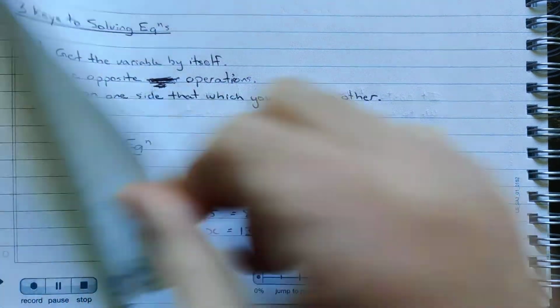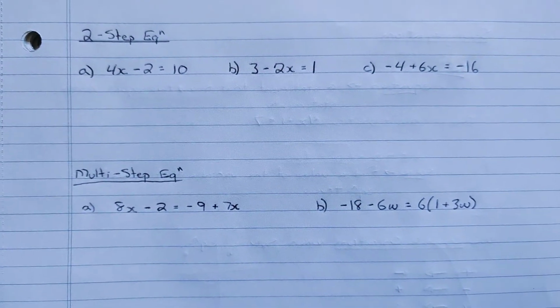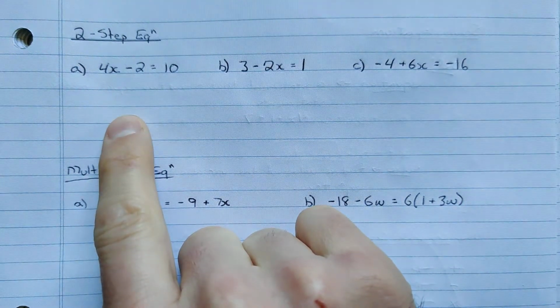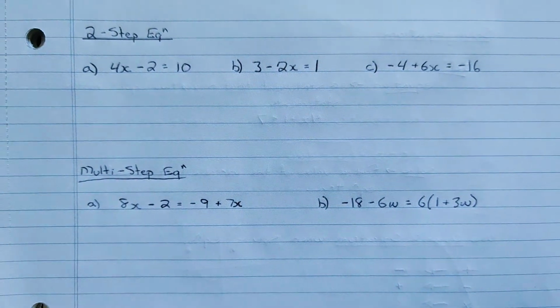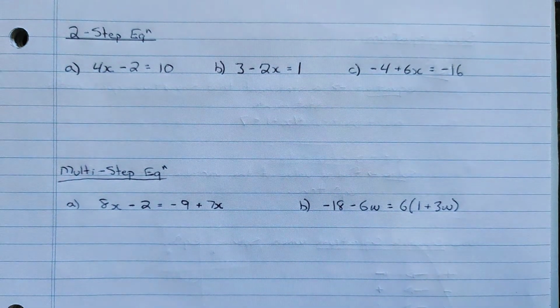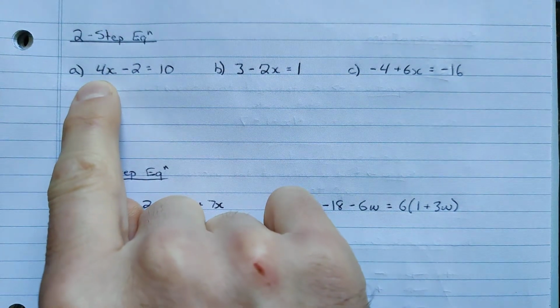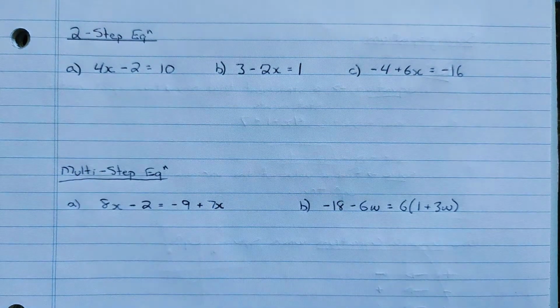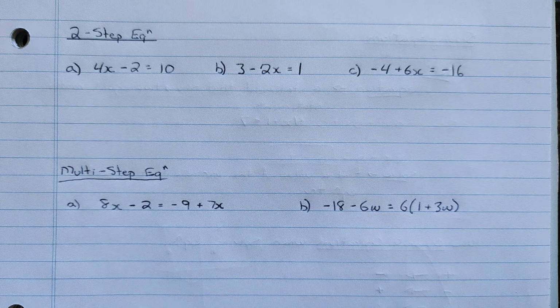Now, let's step up the difficulty, and we'll look at some two-step equations. So here we have some two-step equations. We have 4x minus 2 equals 10 in our first case. So the question might be, well, what do I do first? Do I divide out the times 4, or do I move the minus, or do I add a 2? Well, we do opposite operations. We do things in opposite order.